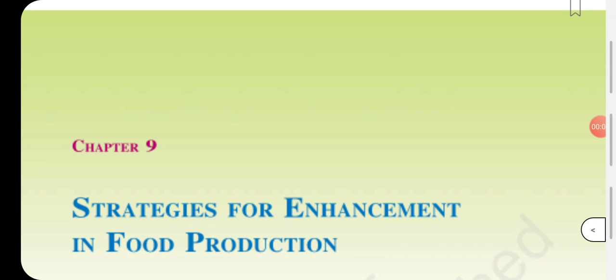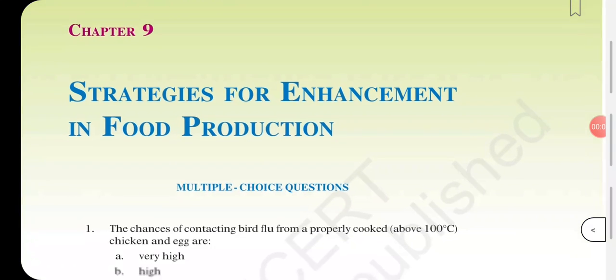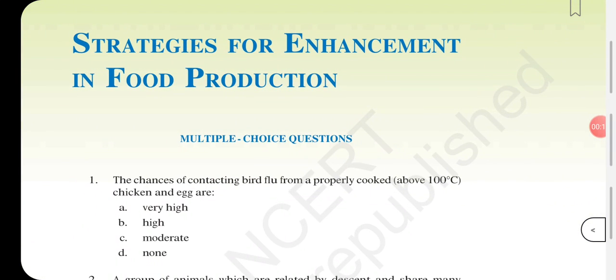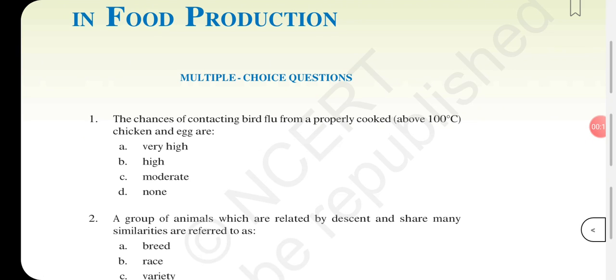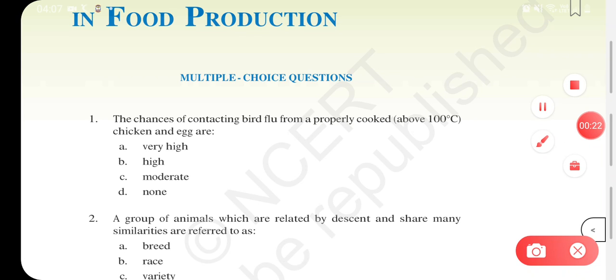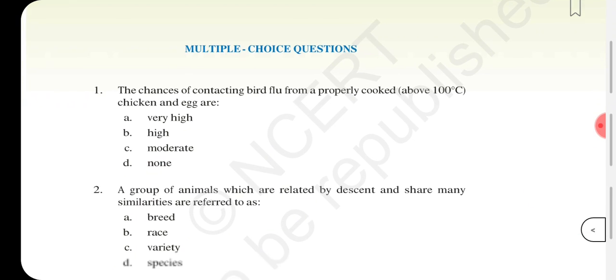Class 12, Chapter 9, Strategies for Enhancement in Food Production, Exemplar MCQs given by NCERT. First one: the chances of contracting bird flu from properly cooked food above 100 degrees Celsius, chicken and egg, are very high, moderate or none. So here the chances of getting bird flu if the food is properly cooked above 100 degrees Celsius is none. Okay, moving on to the next one.